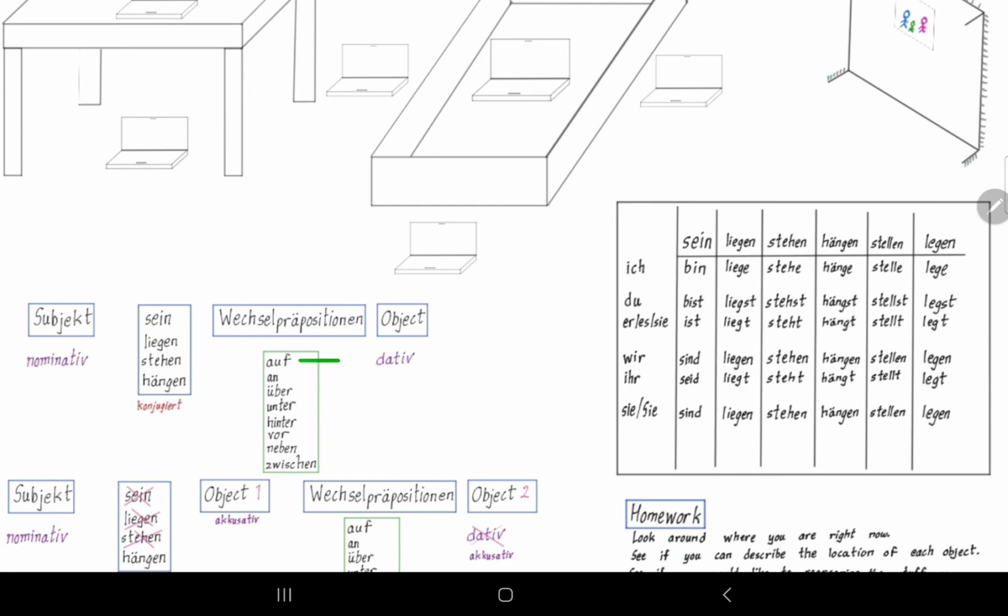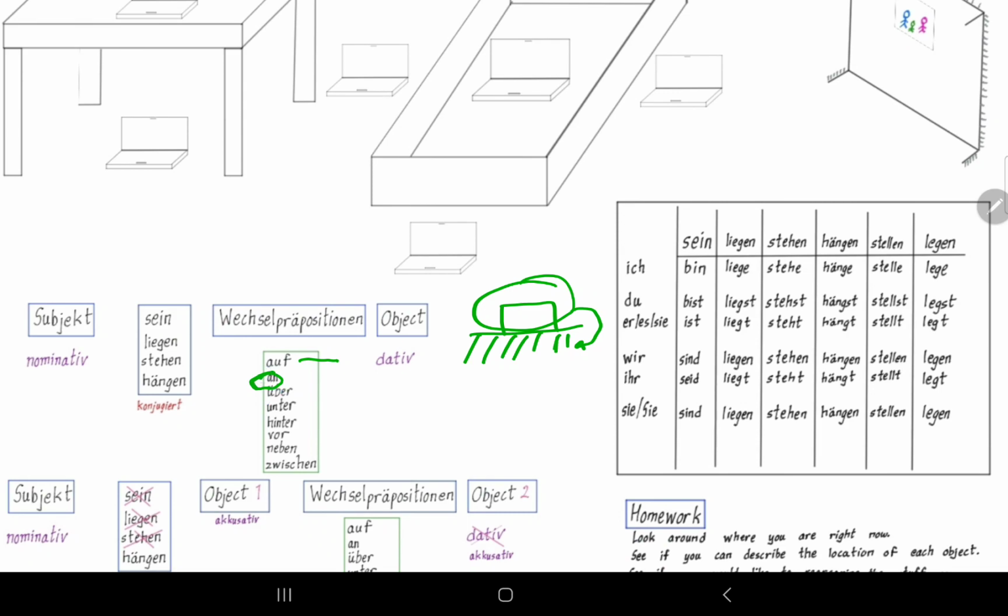Here you have auf. Auf means on, but what kind of on? It is on a horizontal surface. There is a horizontal surface and something lying on it. It can be a cup lying on a table, a cup lying on the floor, or your pen lying on the laptop.